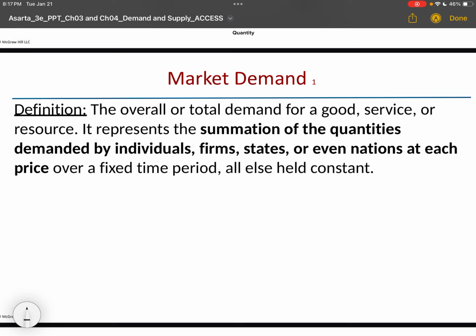And so here it is. The market demand is obtained by summing the quantities demanded by the individuals. Now, the individuals could be firms, could be states, could be even nations at prices that are fixed over time and over a fixed time period.